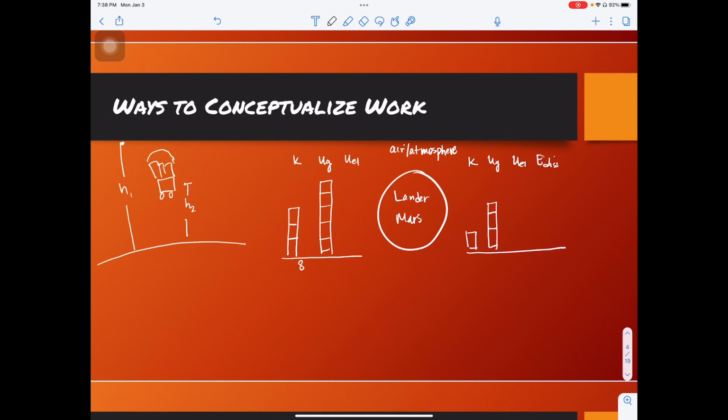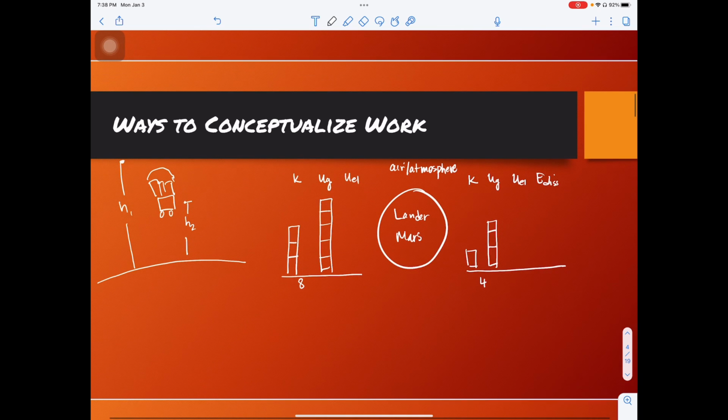And the question is, where did all of that energy go? And we know that what happened was the parachute slowed down the lander. And so we're going to call that work. And we know that it was 4 bars of work. And so this is work done on the lander by air.